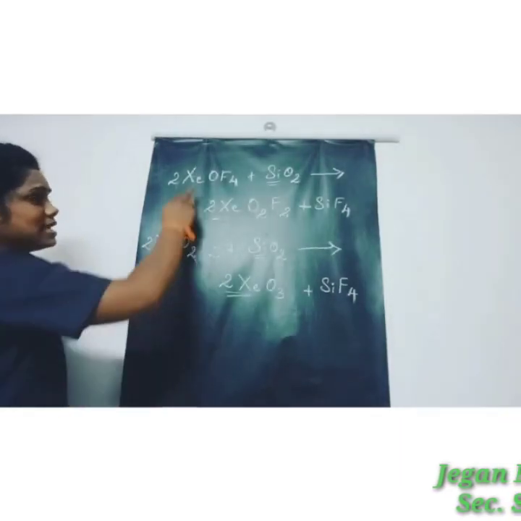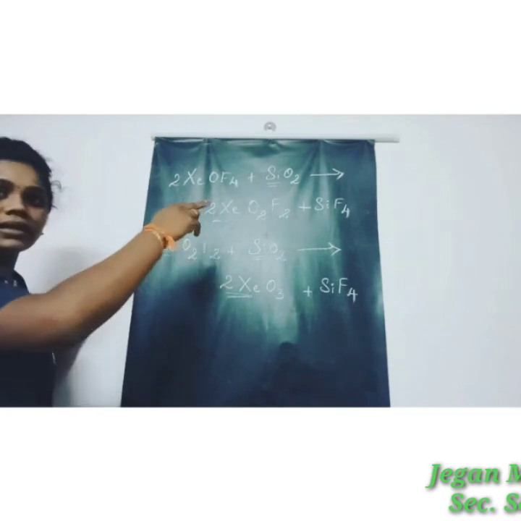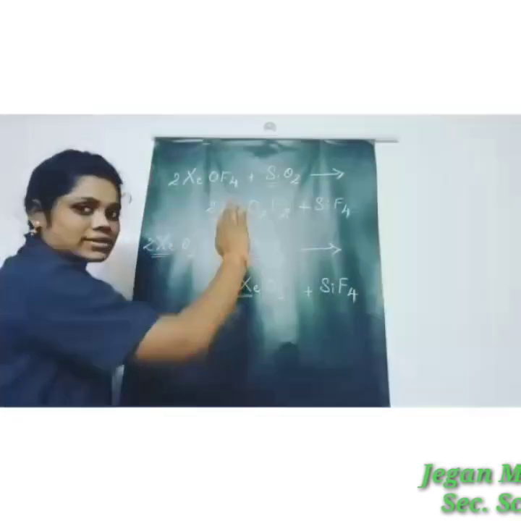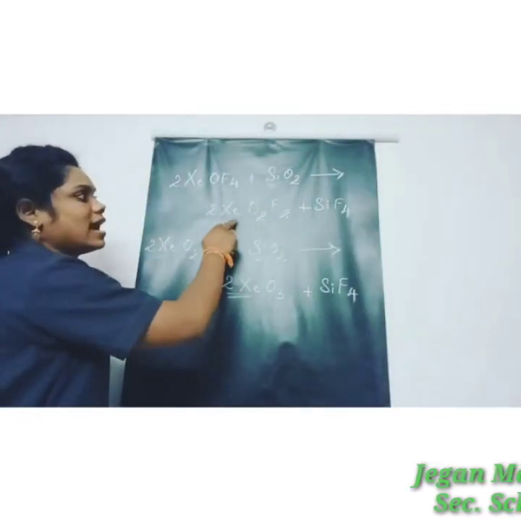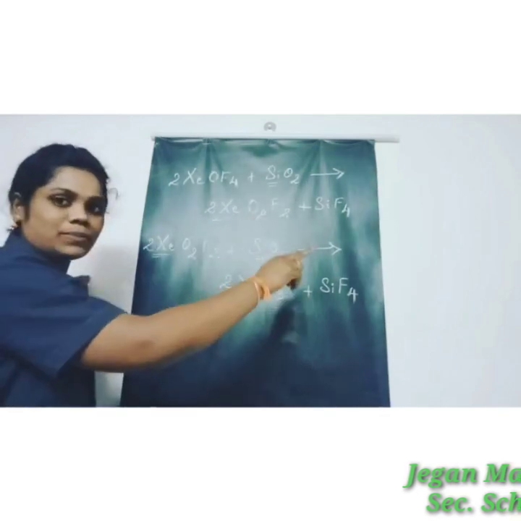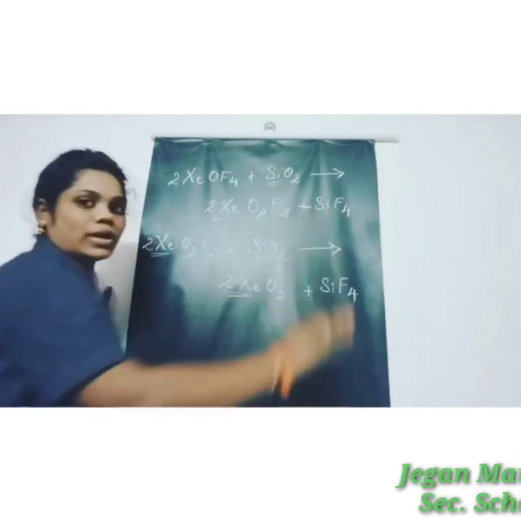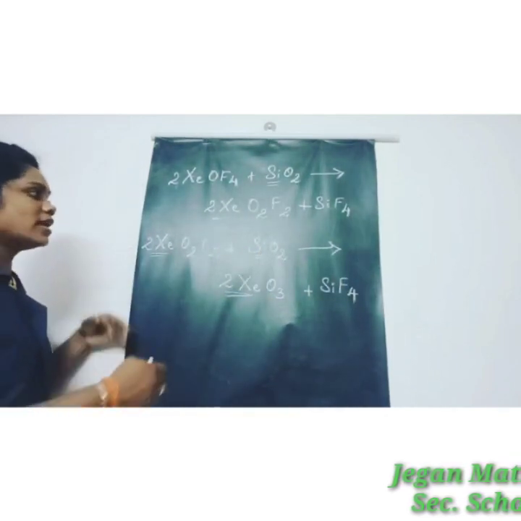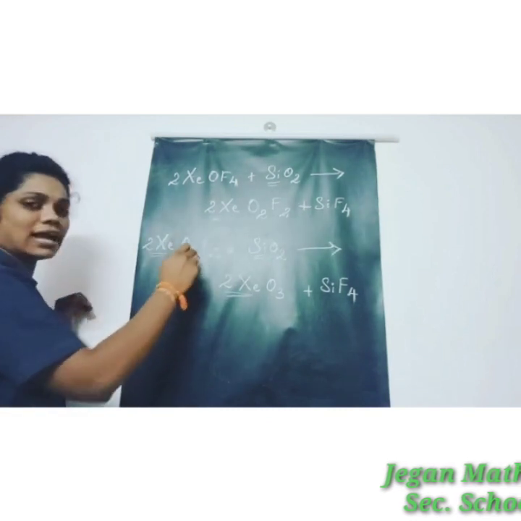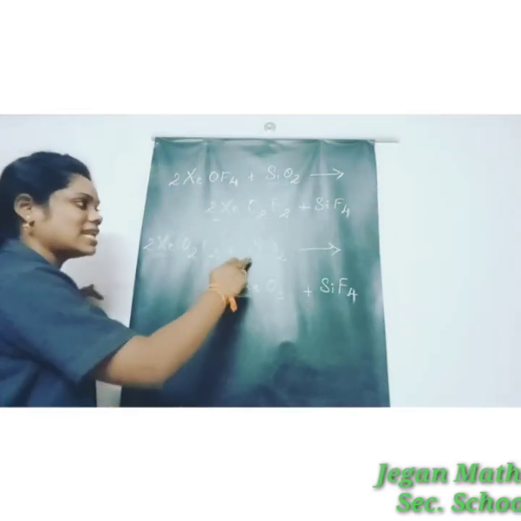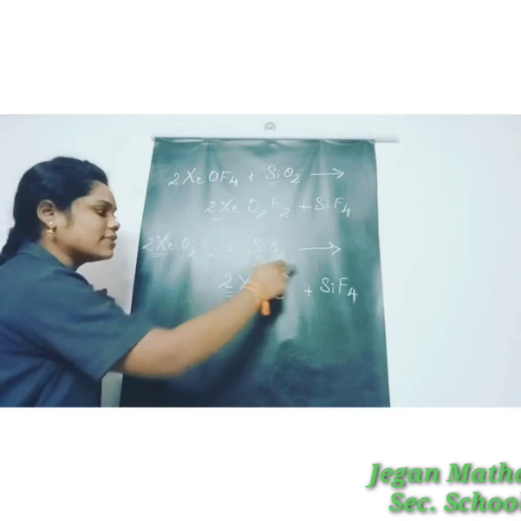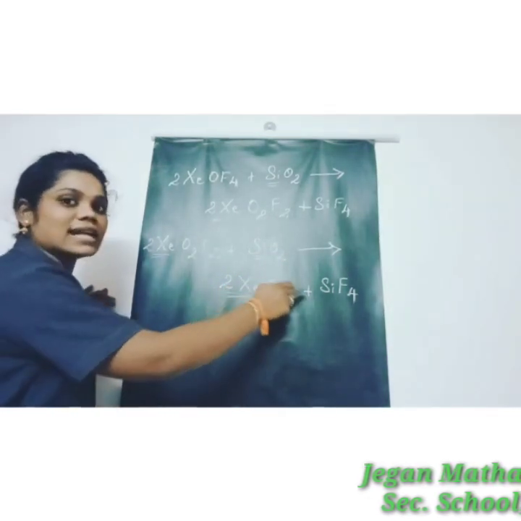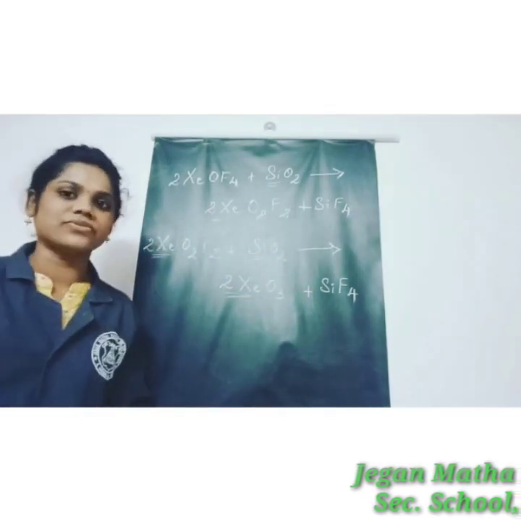So first one, xenon oxytetrafluoride is reacted with silicon dioxide. It gives xenon dioxydifluoride plus silicon tetrafluoride. Next one, again xenon dioxydifluoride is reacted with silicon dioxide. It gives xenon trioxide, and silicon tetrafluoride is formed here.